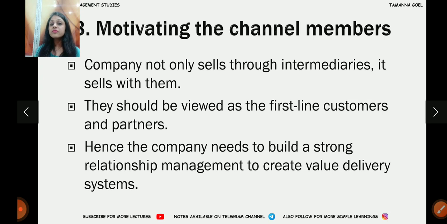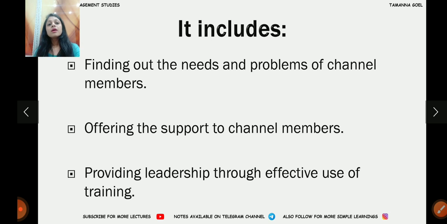Hence, it is very important for the company to have strong relationship management with its intermediaries if it wants to deliver value, right? So motivating the channel members is very, very important. How do you do that? You have to find out what the needs and the problems of the channel members are. If they are not able to sell the product as much as they should, the company should go and find out what their problems are and help them resolve them. Offer them support, provide them leadership, give them proper training. It's very important to motivate them.